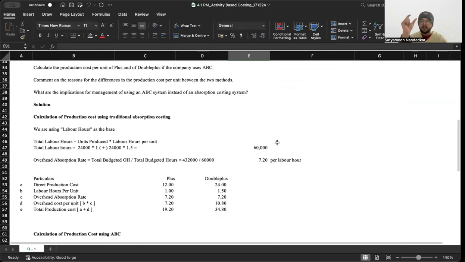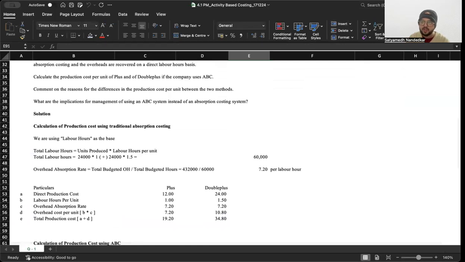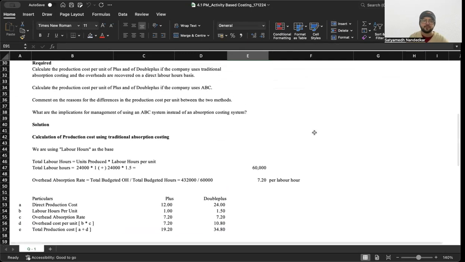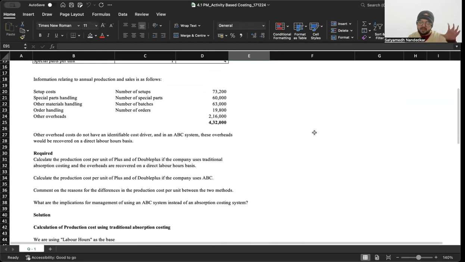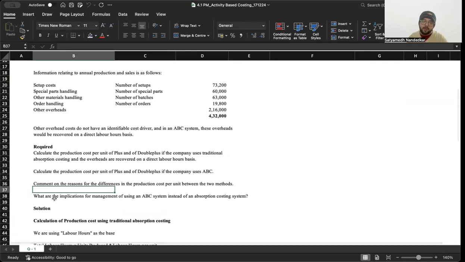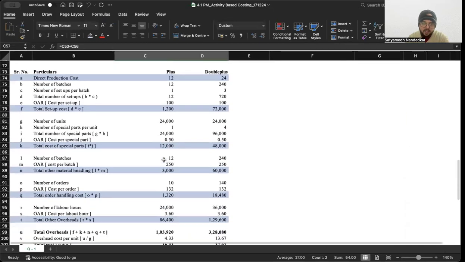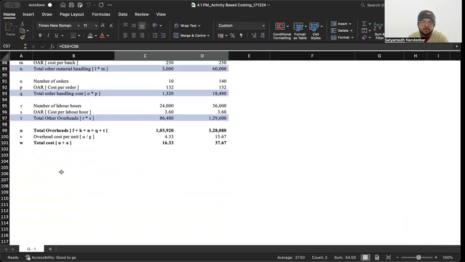Now, while the numerical part of this question is relatively straightforward, it involves a lot of time but does not involve any complexity. Look at the third part of the question, which says comment on the reasons for differences in the production cost per unit between the two methods. The production cost per unit is 19.2, 34.8, and here it is 16.33, 37.67. So let's talk about the analysis bit now.